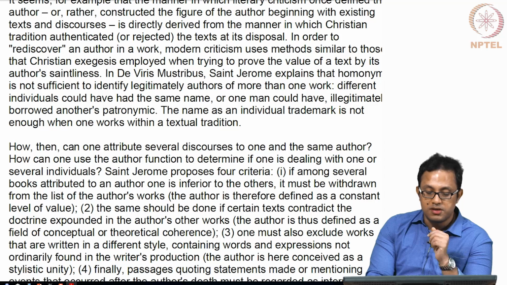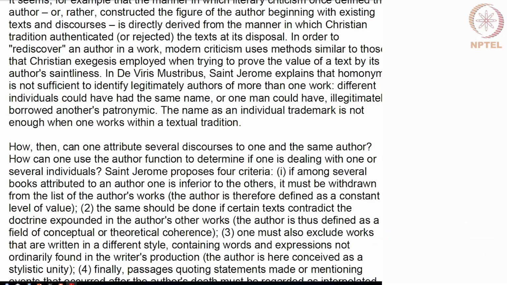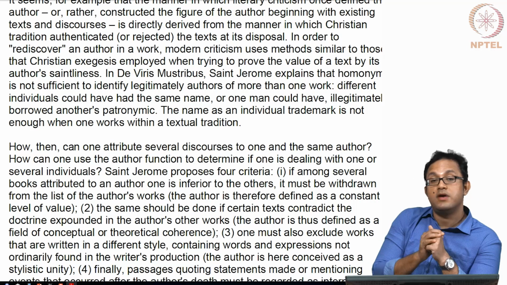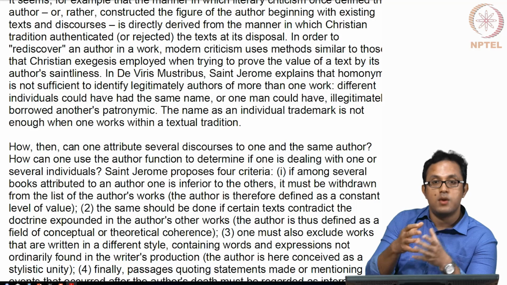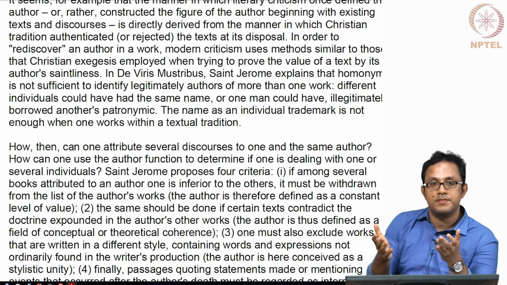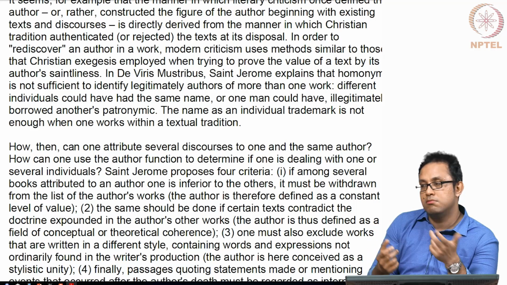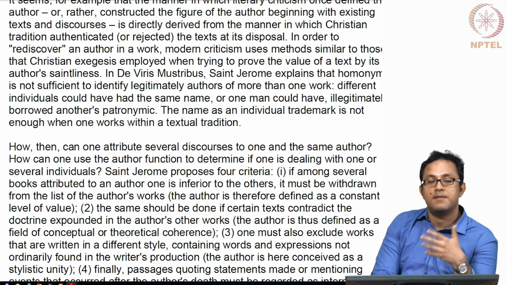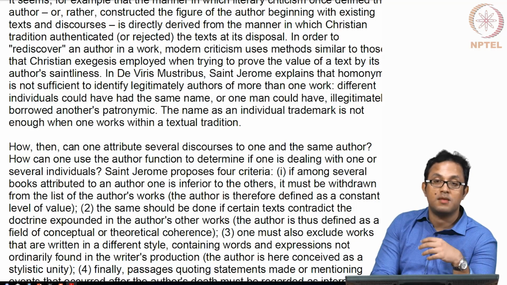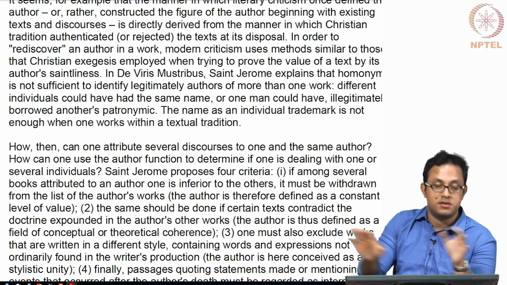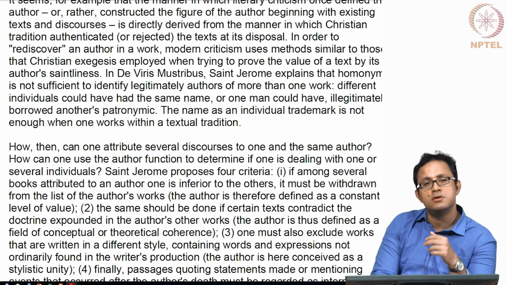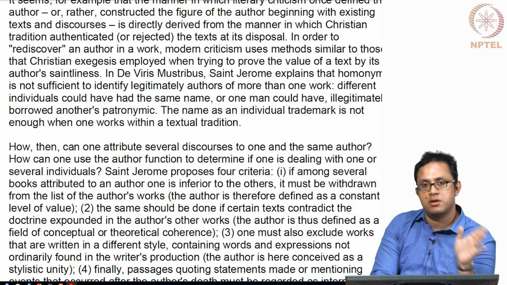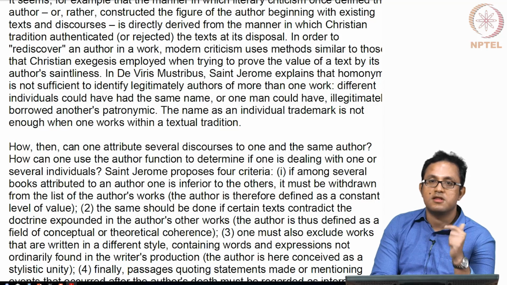Number 2, the same should be done if certain texts contradict the doctrine expounded in the author's other works. The author is thus defined as a field of conceptual or theoretical coherence. So this is a very interesting concept over here. The author could also be seen as a field of theoretical or conceptual coherence. So there should be some coherence in the author's works, right? If you have one work or more than one work which completely contradicts the conceptual coherence of the author, the conceptual field of the author, which is otherwise present across all the other texts, you can also mark the particular text as not belonging to the author. So the first marker is value, the second marker is conceptual coherence.